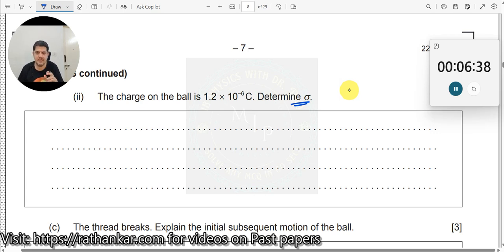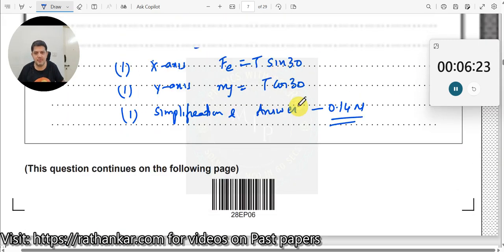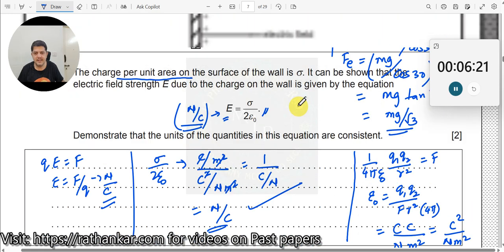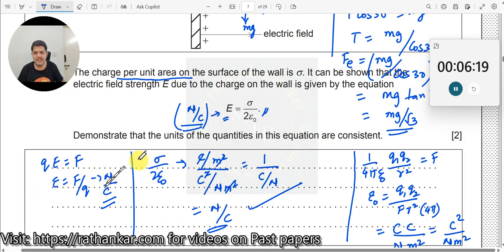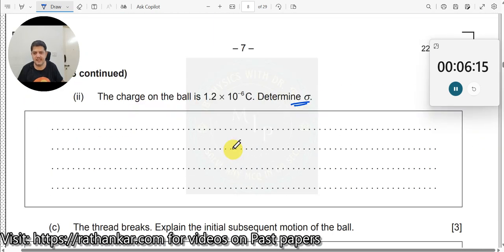See, whatever new parameter is introduced in IB here, though I have not taught you about sigma so far, the information relevant to it will be given in the problem itself as a clue. So you should know where that information is. Now how is the value of sigma known to you here? So coming back to this, you know E is equal to sigma by 2 epsilon naught. This equation is given. So let us write down that equation first. E is equal to sigma by 2 epsilon naught.